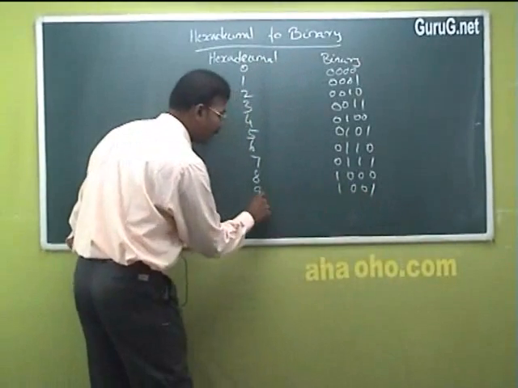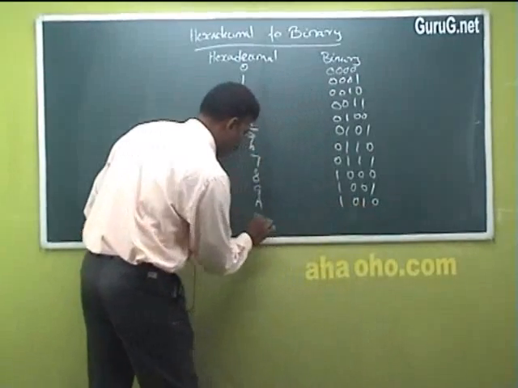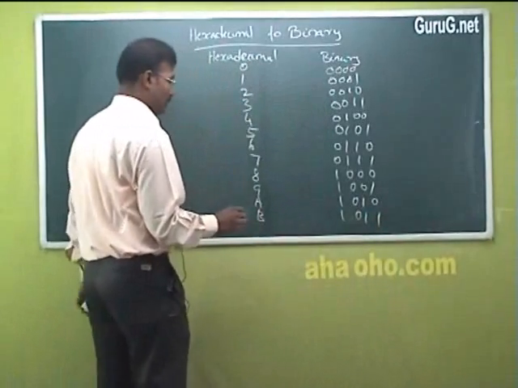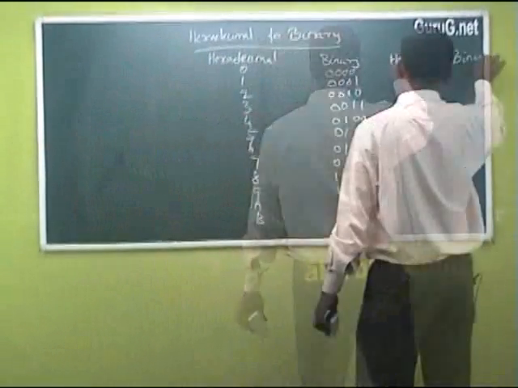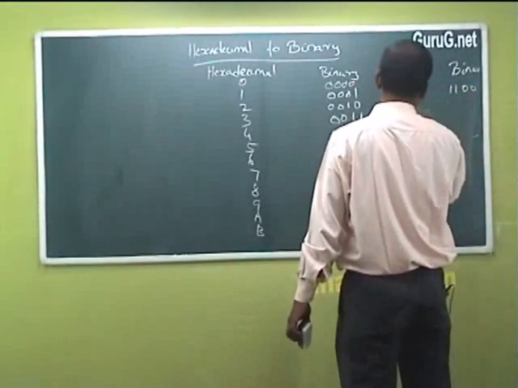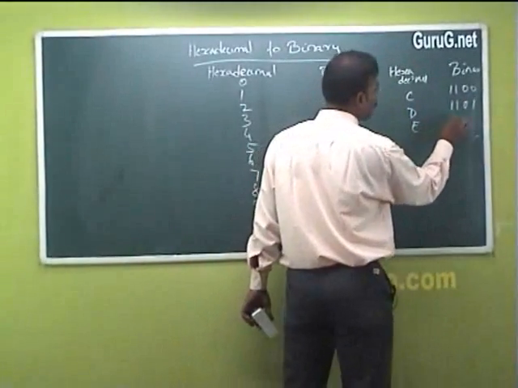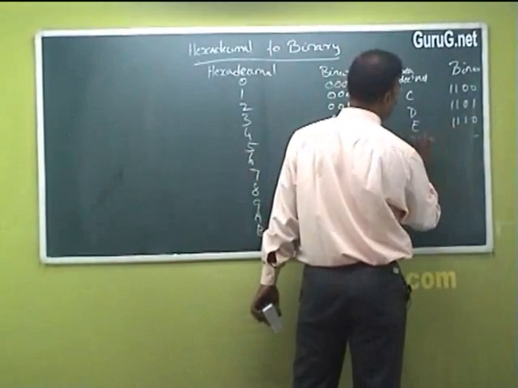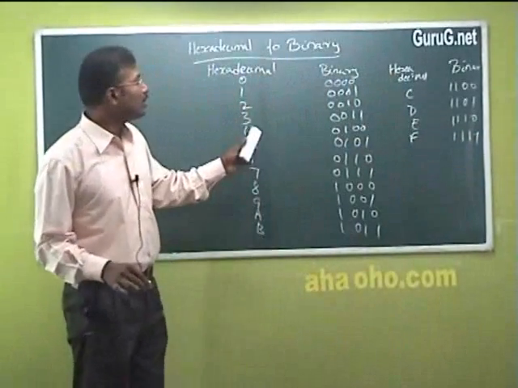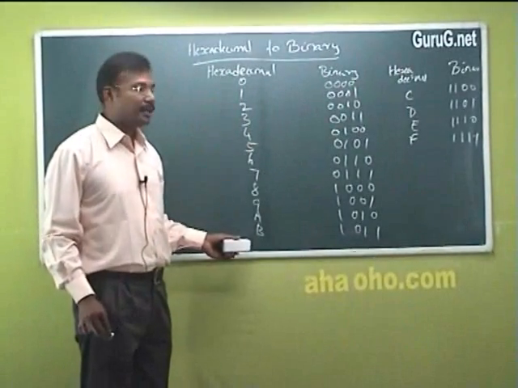For A, it is 1, 0, 1, 0. For B, it is 1, 0, 1, 1. For C, it is 1, 1, 0, 0. For D, it is 1, 1, 0, 1. For E, it is 1, 1, 1, 0. For F, it is 1, 1, 1, 1. So these are all the equivalent binary values for the hexadecimal representation.